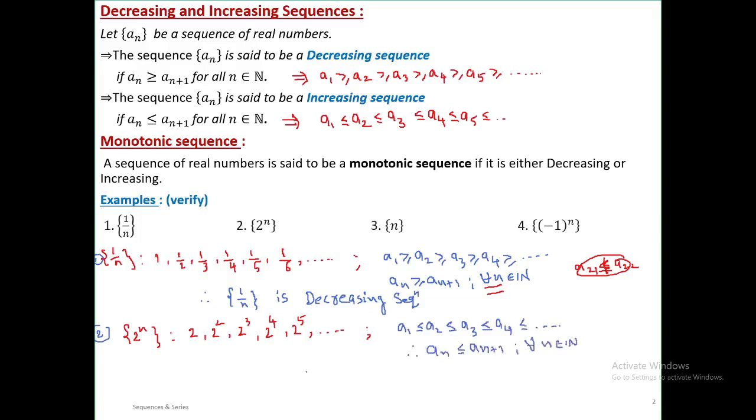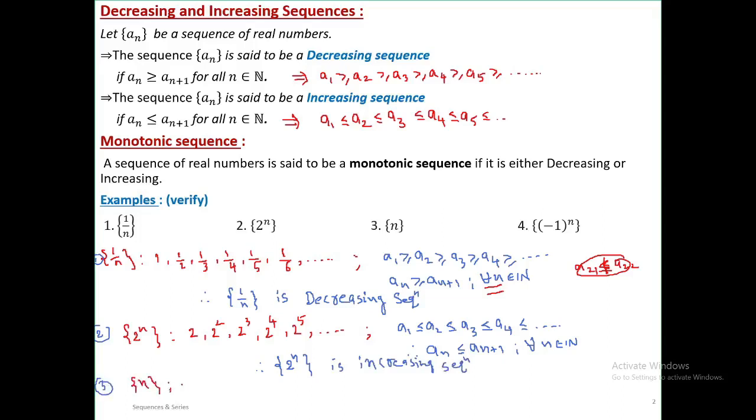So therefore the conclusion is the sequence 2 raised n, running from 1 to infinity, is an increasing sequence. Okay. So similarly, the third one is the sequence n, just n. So this is here also.